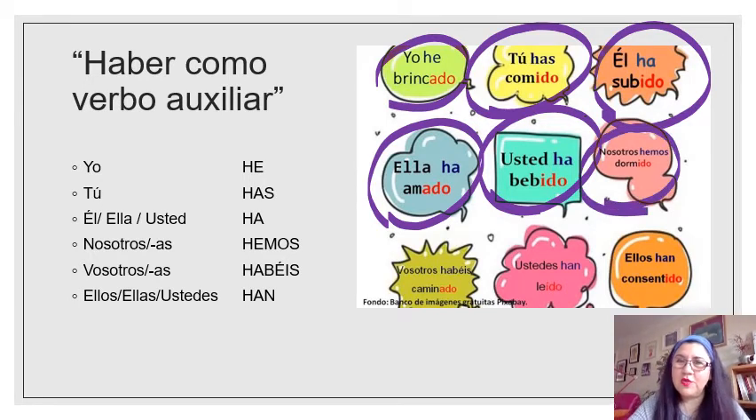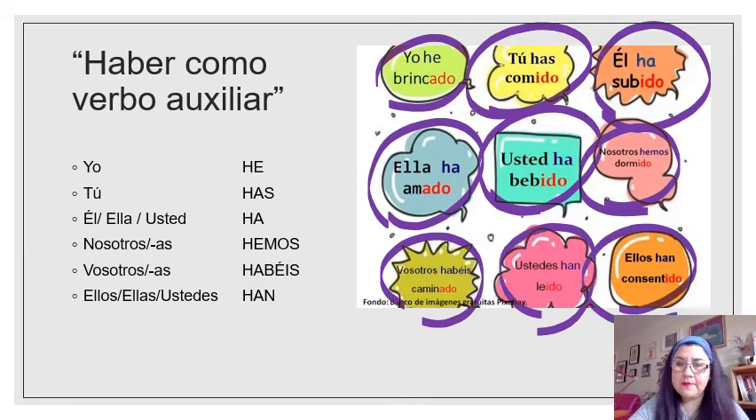Nosotros hemos dormido. We have slept. And you can say where. Nosotros hemos dormido. I don't know, probably 3 horas. We have slept 3 hours. Or we have slept in the patio. Nosotros hemos dormido en el patio. Etc. So notice how the verb haber, the auxiliary haber, is what has to change for each person. And this is what reveals the conjugation of the person.